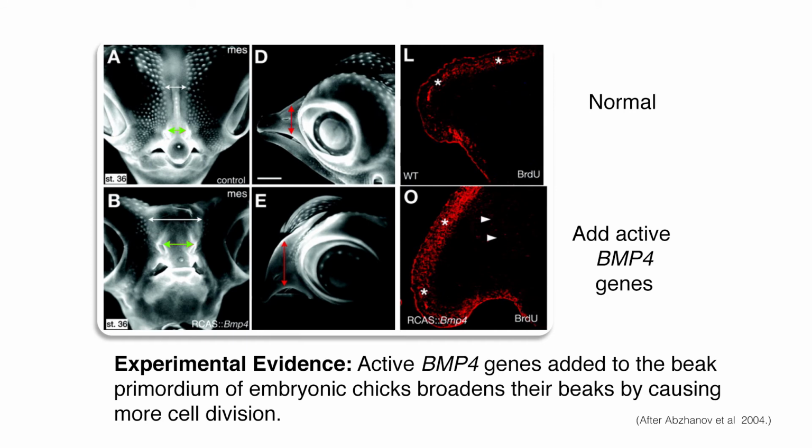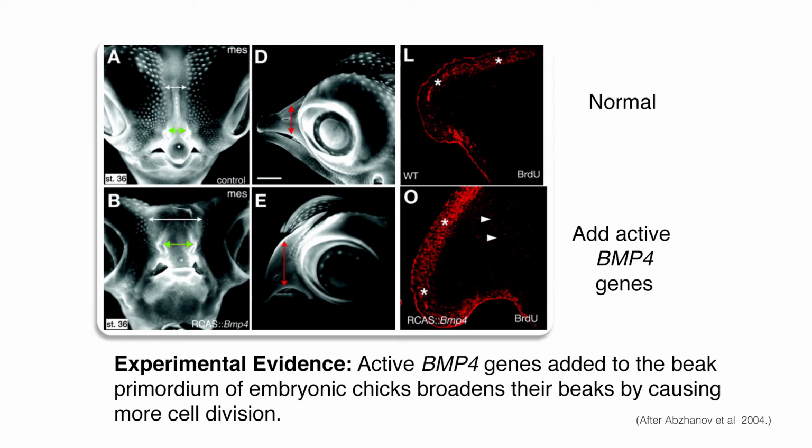And this is another principle of developmental biology. What a protein does depends on the region of the embryo where it is being expressed. So BMP in the webbing of the limb causes cell death. BMP in the craniofacial mesenchyme causes cell proliferation. This is what it does in Darwin's finches. The more BMP4 that's being expressed, the broader the beak.